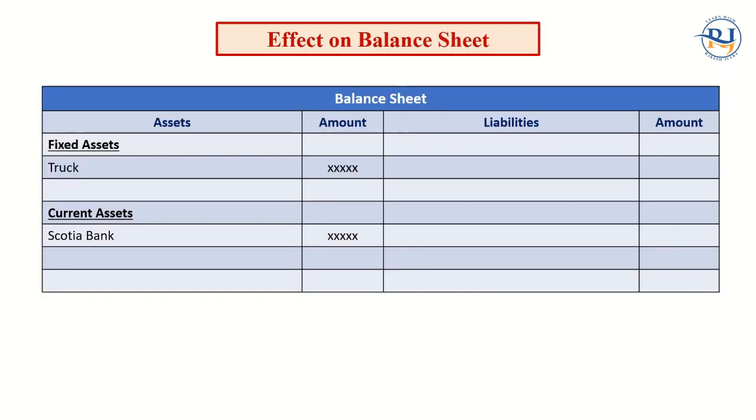What will be the effect on the balance sheet? On the balance sheet we can say that on the asset side truck will be shown here under the fixed assets and Scotia Bank under the current assets.